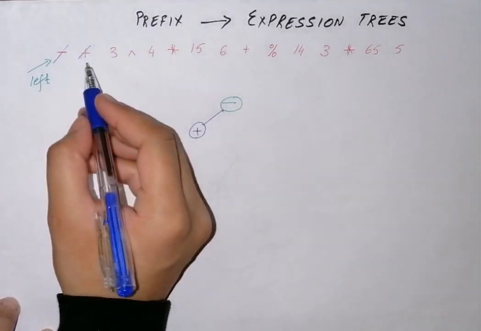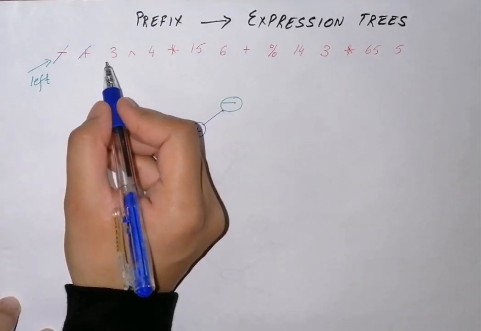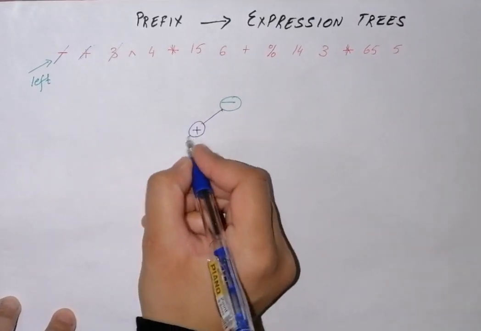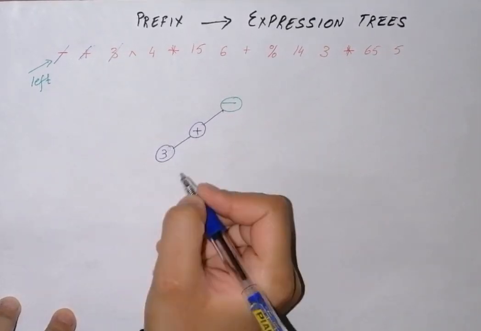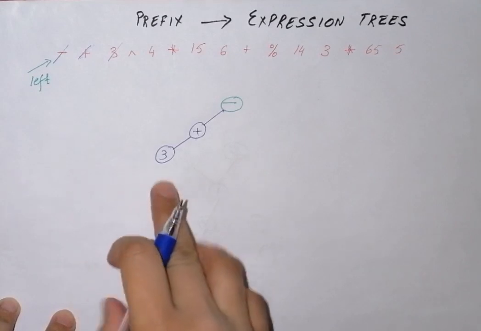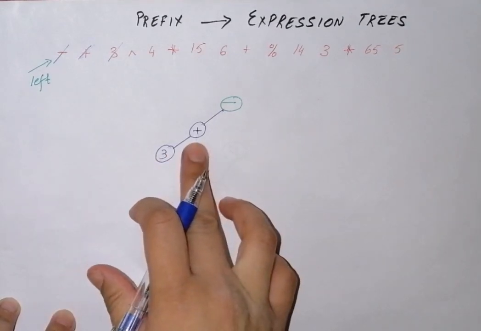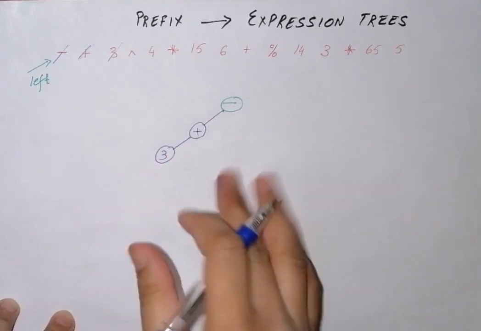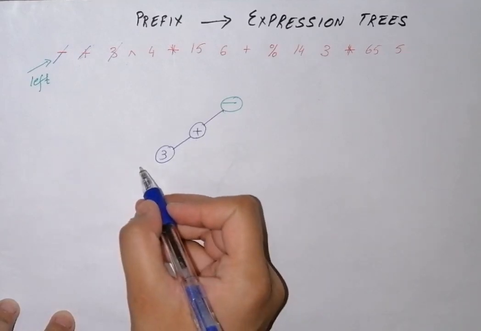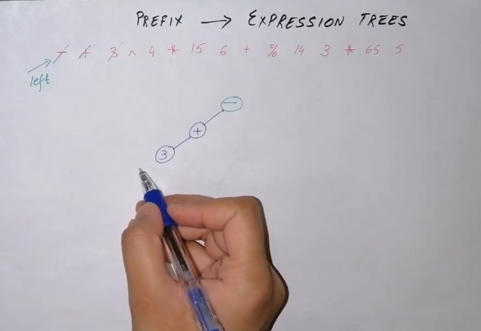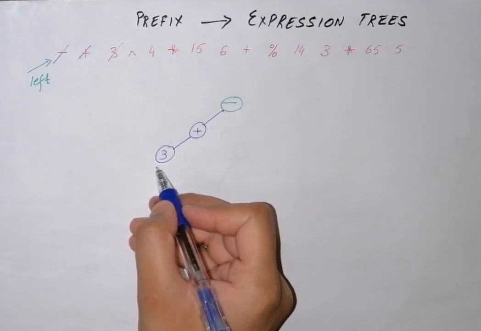Okay, so coming towards the next character that we encounter here, which is 3. So 3 will also be inserted at the left of the parent node, the very immediate parent node. We will keep on doing these left insertions until we find an operand.